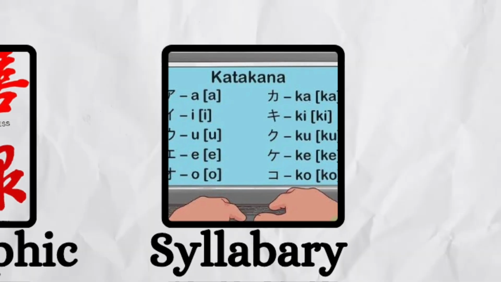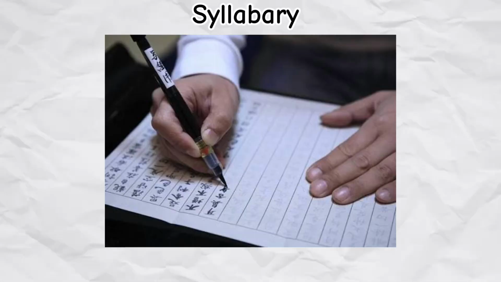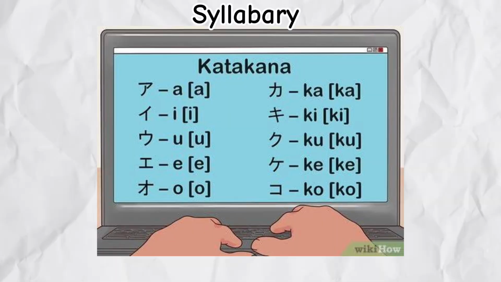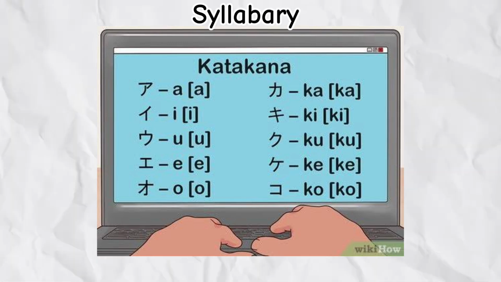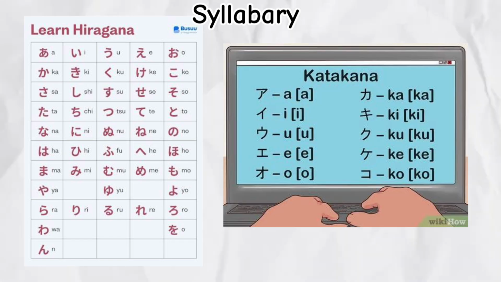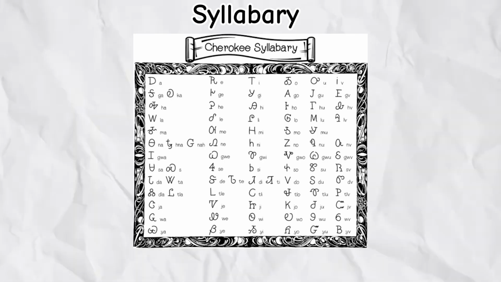Syllabary systems. A syllabary uses symbols to represent syllables instead of single sounds. Each symbol corresponds to a spoken unit like ka or mi. Examples include hiragana and katakana in Japanese and the Cherokee syllabary.